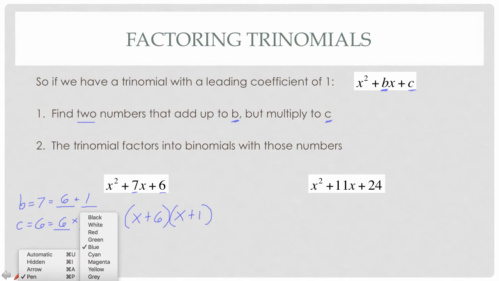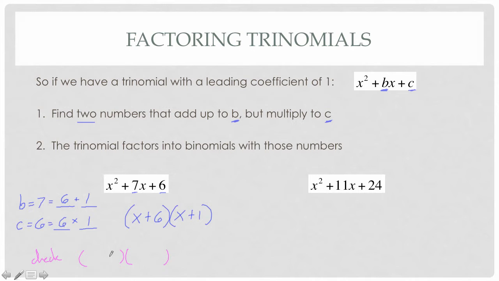And if you want to, which I highly encourage, you should check by multiplying. So check by multiplying it all out. Let's actually see if it works. Does x plus 6 times x plus 1 really get me back to what I started? Well, x times x gives me x squared. X times 1 gives me 1x. 6 times x gives me plus 6x. And 6 times 1 gives me 6. And I can see, yeah, 1x plus 6x gives me the 7x. So it's good. It checks out.